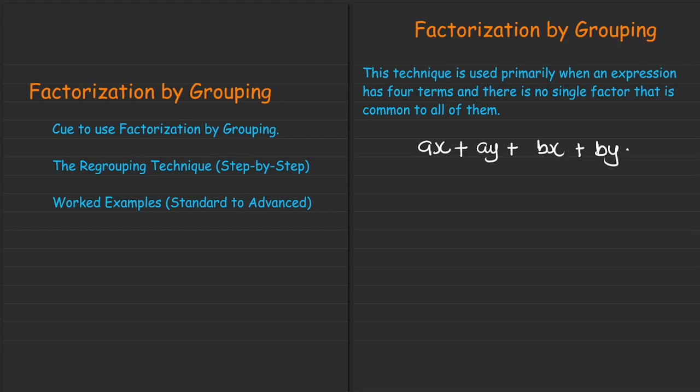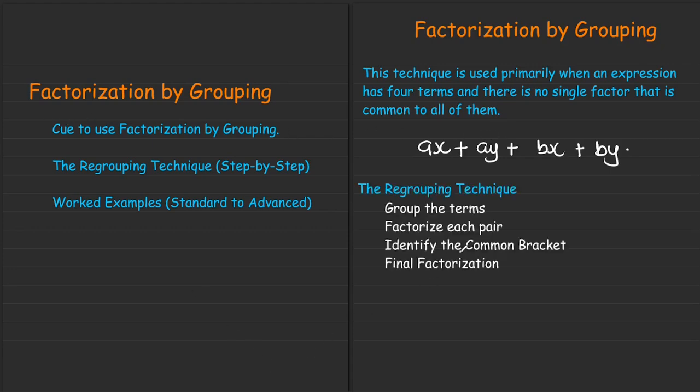So let's look at the regrouping techniques, the techniques that we need to be able to factorize by grouping. These are just the steps you need to follow. First of all, you have to group the terms. Then you factorize each pair. Grouping the terms here simply means you split the four terms into two pairs. We will solve more examples and then you will understand what each and every step means.